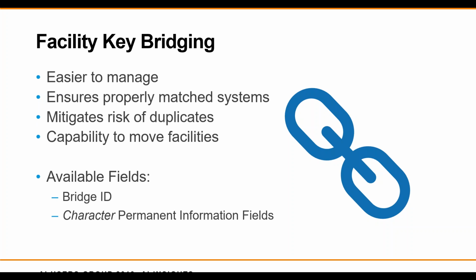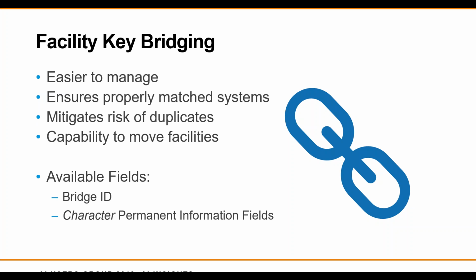So, almost there. Two bullet points ahead. You can also use, if you don't want to use Bridge ID, for example, if 16 characters is too much to fit in the other system, you have a different key, or you want to use the other system's key to link to PCS, you can build a UDF. It's got to be a permanent information level field, a character field, and then it can be whatever you want.